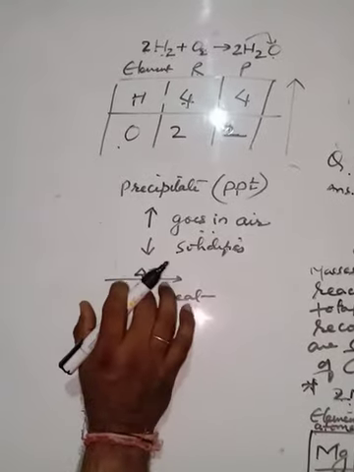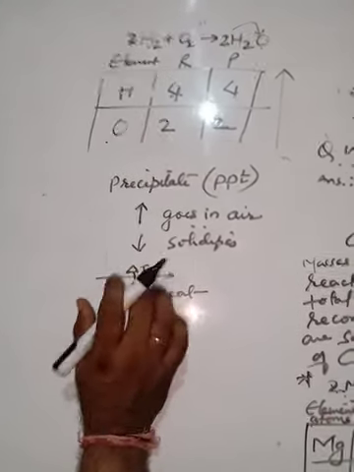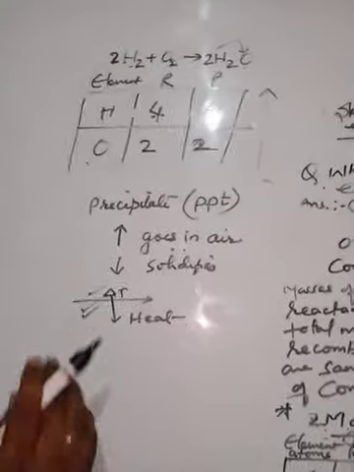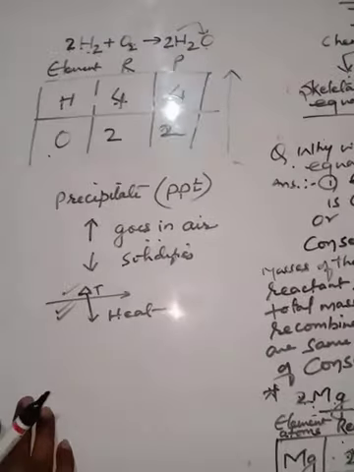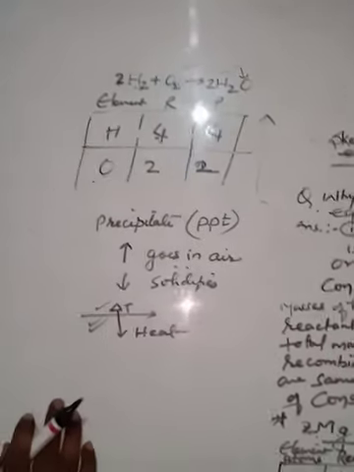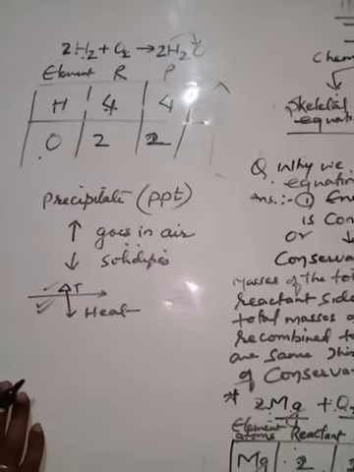Whatever components are required to carry out the reaction are written on this arrow. Suppose temperature, pressure, catalyst and so on. So this makes the reaction more informative in nature.